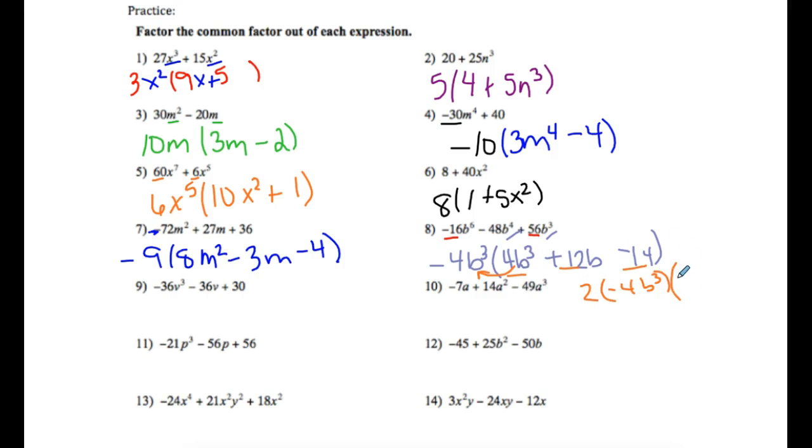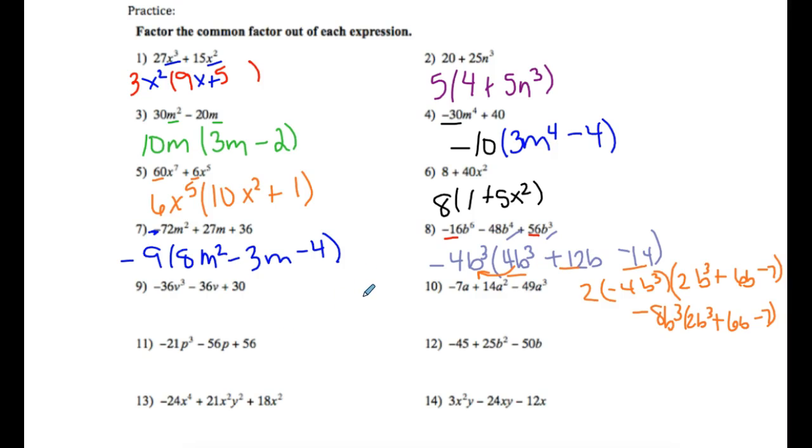So 4 divided by 2 is 2. 12 divided by 2 is 6. And 14 divided by 2 is 7. So negative 4 times 2 is negative 8. I get negative 8b cubed times 2b cubed plus 6b minus 7.